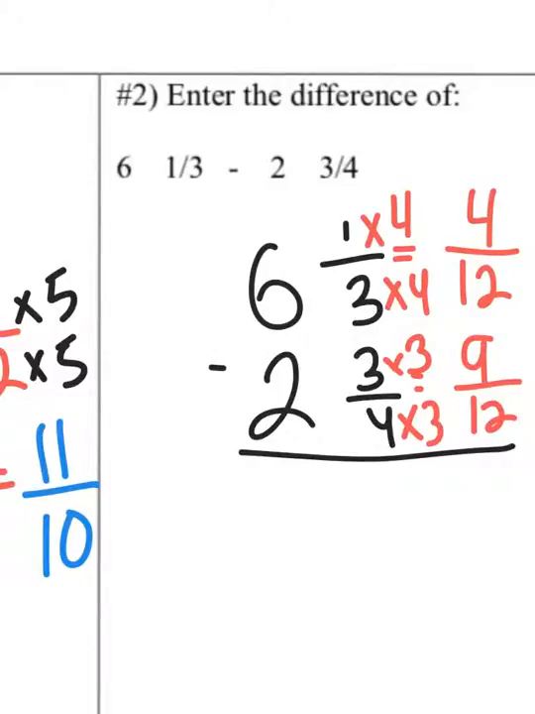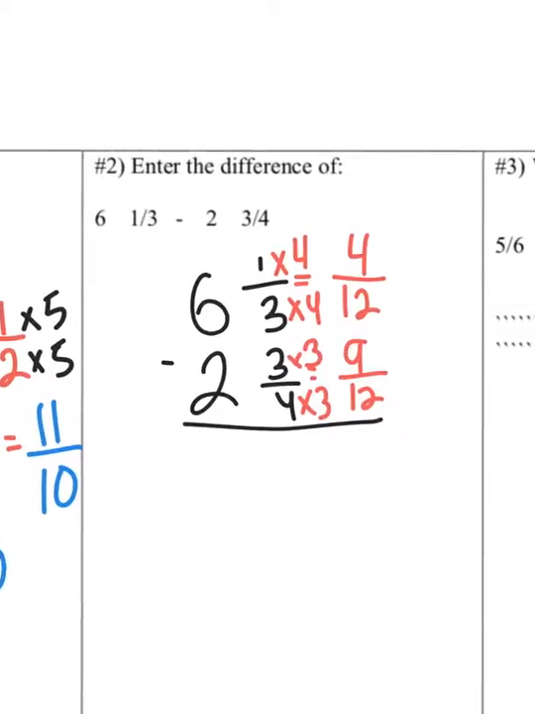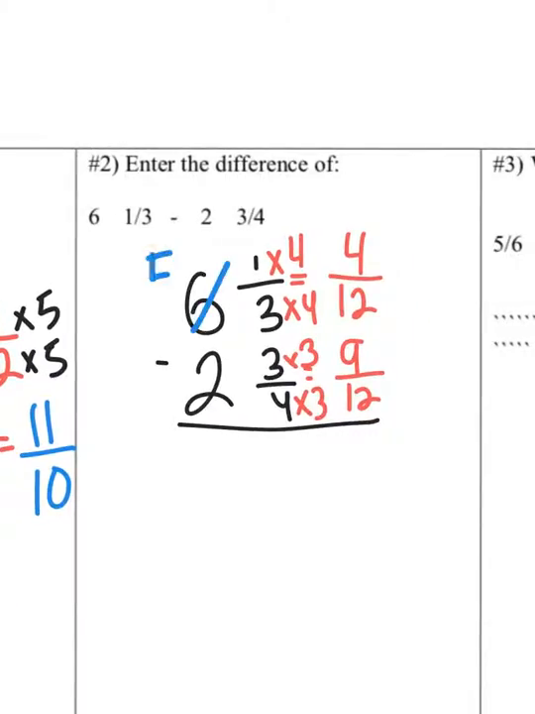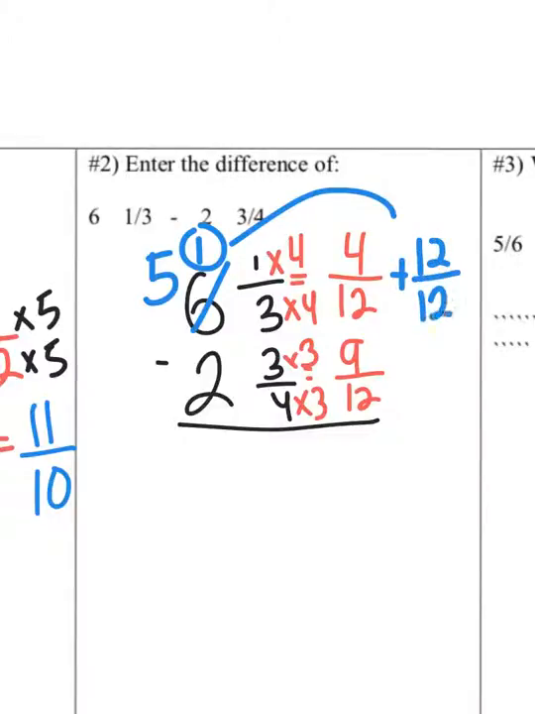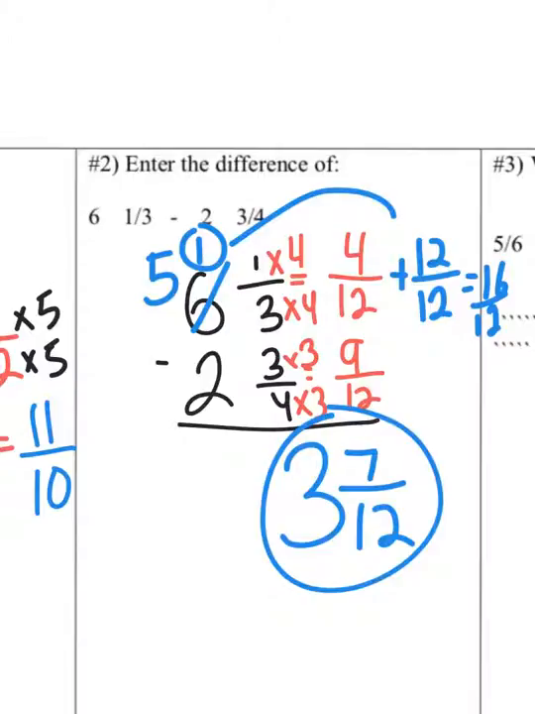Now we can't really do 4/12 minus 9/12 because you don't have enough. So what we need to do is go to the 6, it becomes a 5, and that 1 that you're taking comes over here and becomes 12/12, which is really one whole. And that way you get 16/12. Now 16/12 minus the 9/12 down there is 7/12. And now it's not 6 minus 2, now it's 5 minus 2, which is 3 and 7/12.